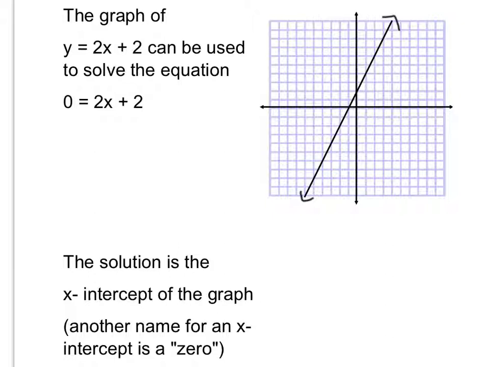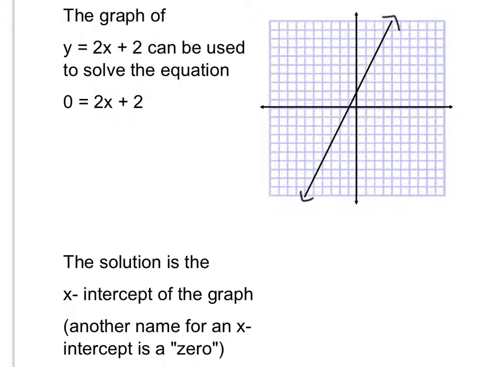Like before, we used algebra to solve equations. So if you look at this equation here, 0 equals 2x plus 2. Before, we've used algebra to solve this, where we would take away 2 from both sides and then divide by 2 and get x all by itself. Well, graphs can also be used to solve equations. So the graph of y equals 2x plus 2 can be used to solve this equation, 0 equals 2x plus 2.